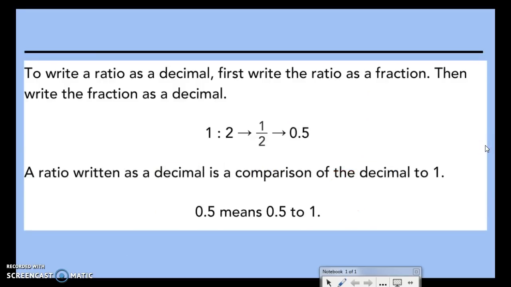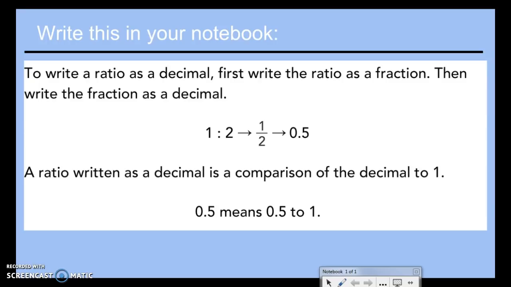To write a ratio as a decimal, first write the ratio as a fraction, and then write the fraction as a decimal. So 1 to 2, we know that when writing a ratio as a fraction, your first number is your numerator and your second is your denominator. Okay? And that's 1/2, which is also written as 0 and 5/10.